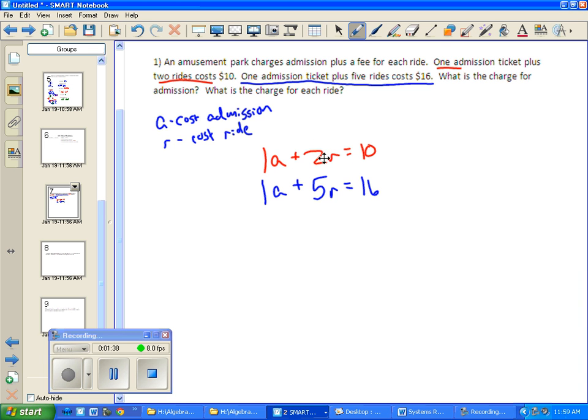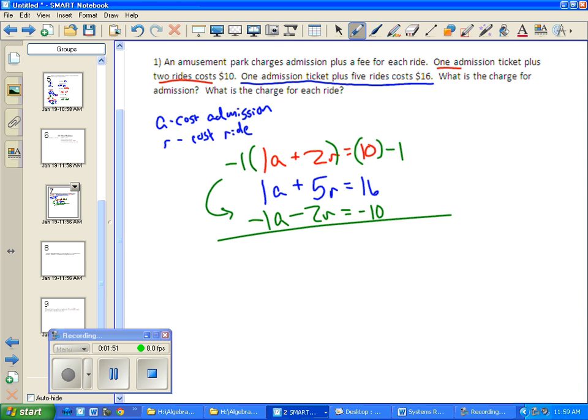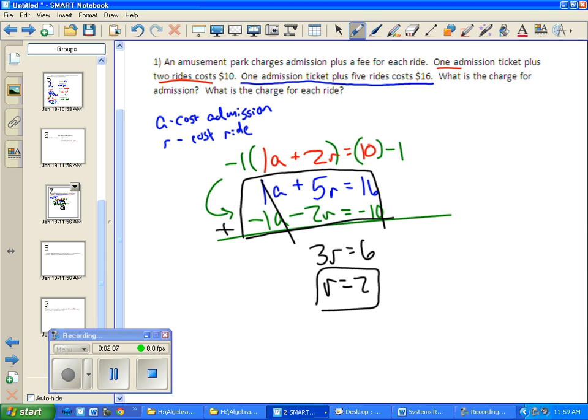I'm going to use elimination, and I'm going to multiply the entire top equation by -1 on both sides. That way, when I add the 2 equations together, something will go away. So I've got -1A minus 2R equals -10. When I add them together, I get 1A minus 1A, 0. 5R minus 2R is 3R. And 16 minus 10 is 6. So 3R equals 6. That means R equals 2.